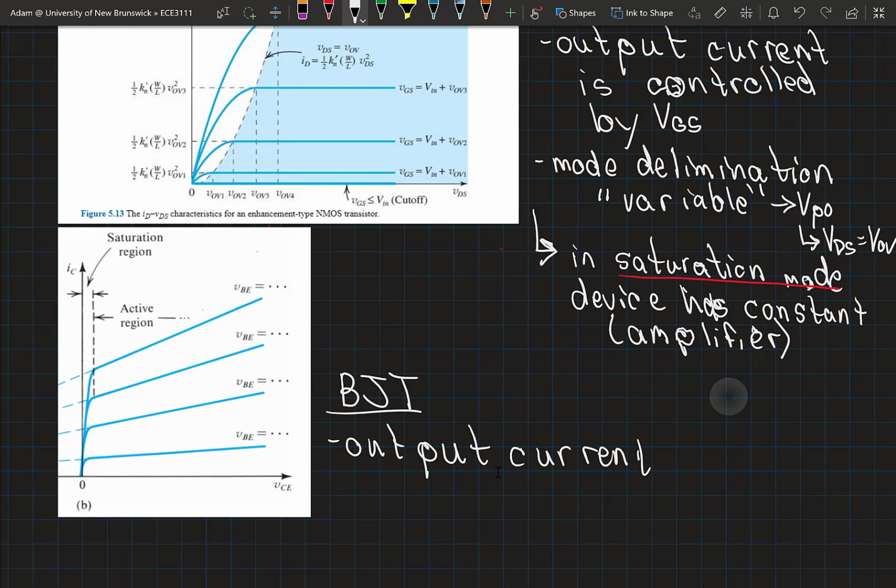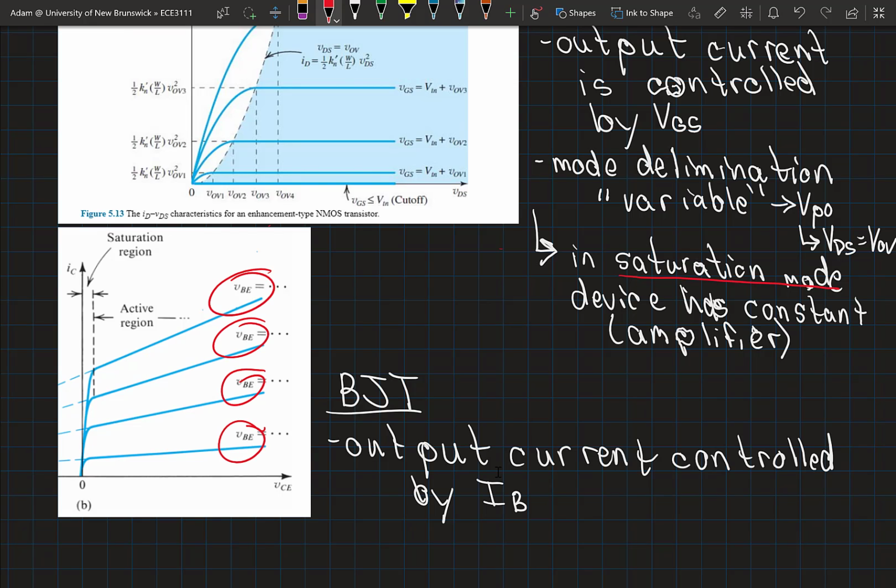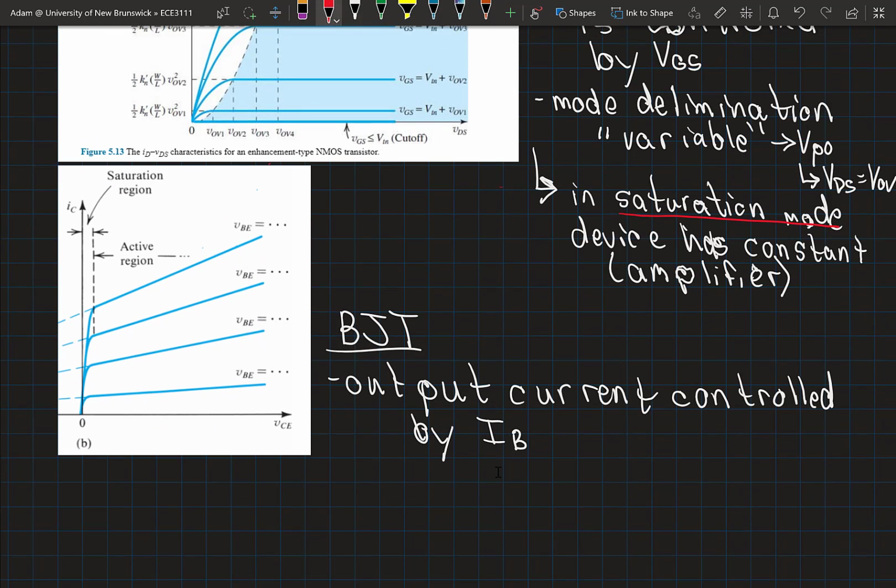Okay, so for our BJT, our output current is linearly controlled by the base current. Okay, you may say, well, it is a function of VBE, which is actually what's depicted on this diagram here. But as VBE increases, so does the current IB, right? So you can kind of look at it from either perspective. We often like to look at it as a current controlled device because that relationship is linear, whereas the voltage control is non-linear due to that PN junction.